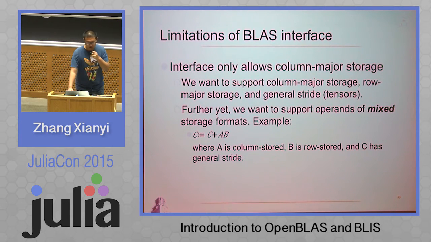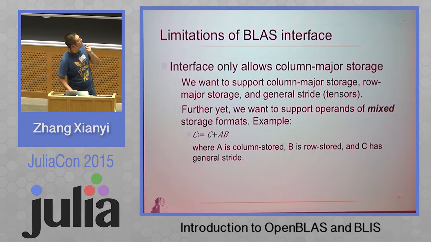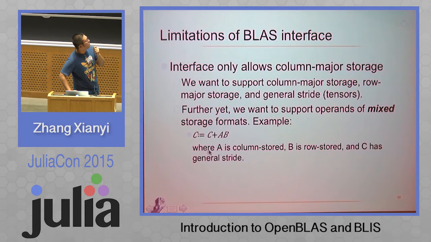First of all, the interface only allows column-major storage. For example, we want to support column-major storage, row-major storage, and general stride storage, used in tensor computation applications. Further yet, we want to support operands of mixed storage format. For example, this matrix multiplication, where A is column stored, B is row stored, and C has general stride. For the BLAS interface, it's very hard to deal with this situation.